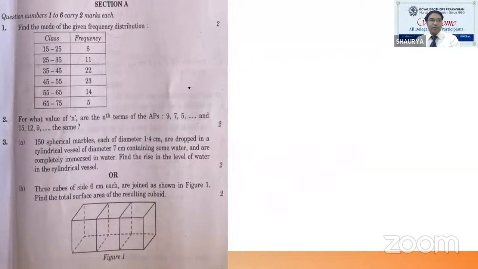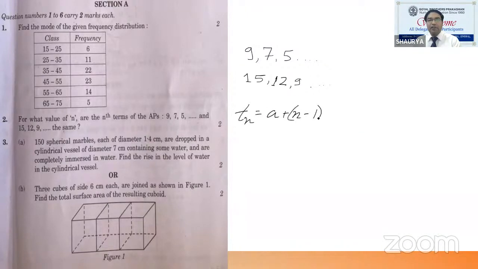We can come to the next question. For what value of n are the nth terms of the AP 9, 7, 5, and so on, and 15, 12, and so on, equal? So for what value of n are the nth terms of these two APs equal? We have a basic formula: the nth term of any AP, let's say Tn, is a plus (n minus 1) d, where a stands for the first term of the AP and d is the common difference.